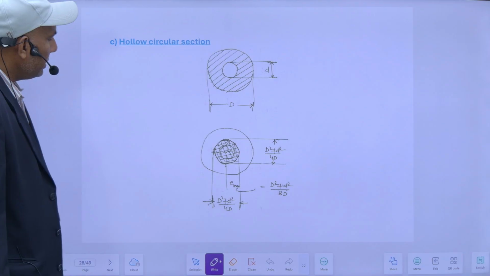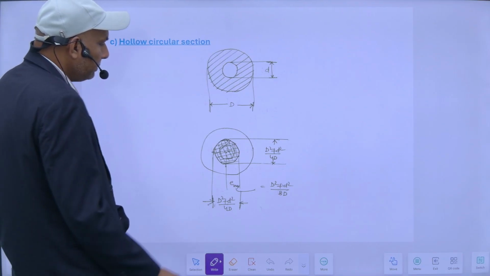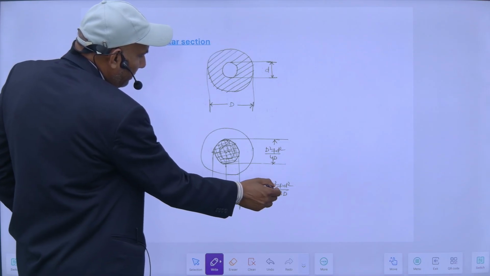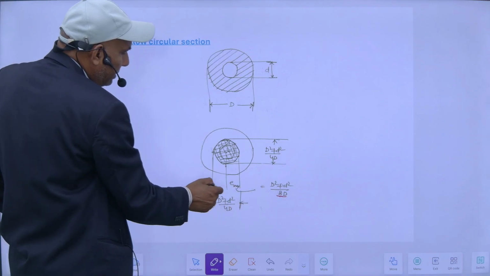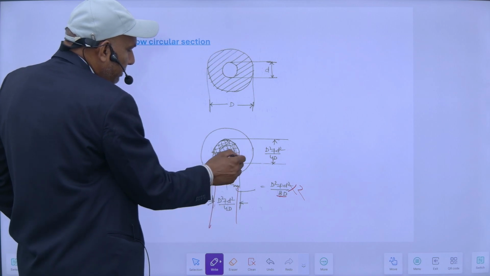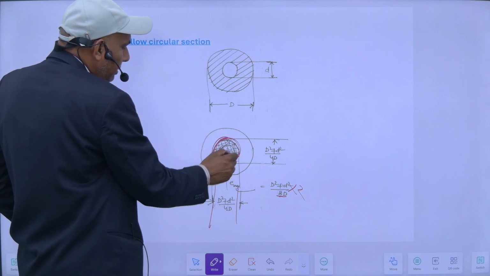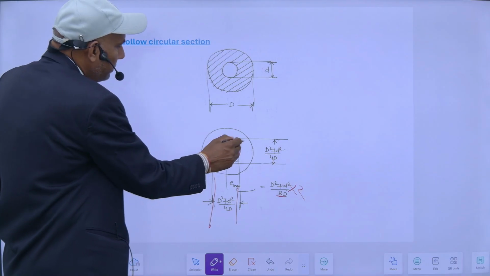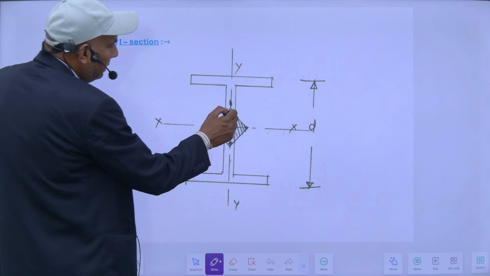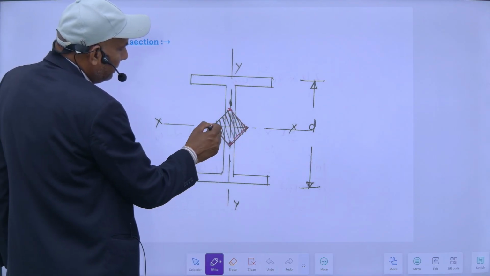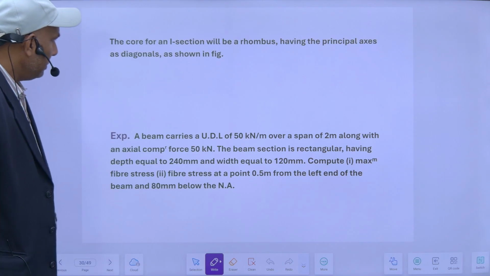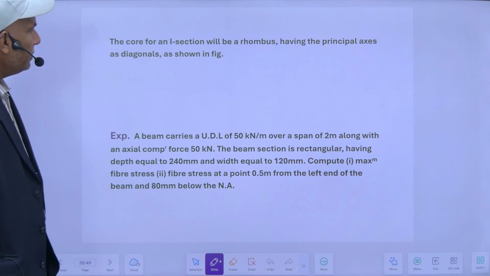For a hollow circular section, it will be this one. So the maximum can be (D square plus d square) upon 8D. When multiplied by 2, it will be the diameter of this core. This is the core or kernel of the section. For an I section, it will be like this. So this is the core of an I section. The core of it is a rhombus.